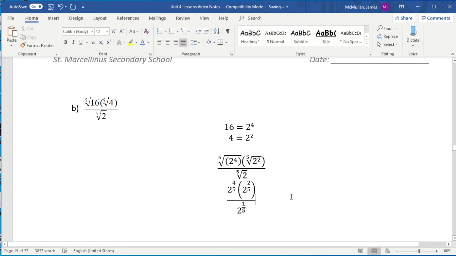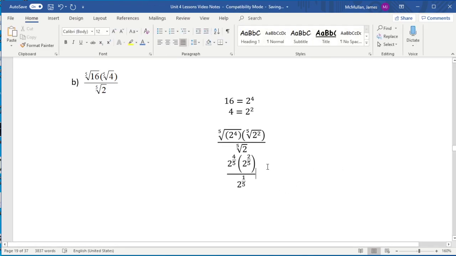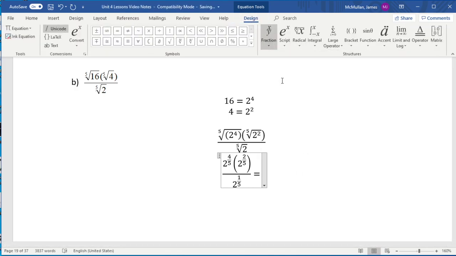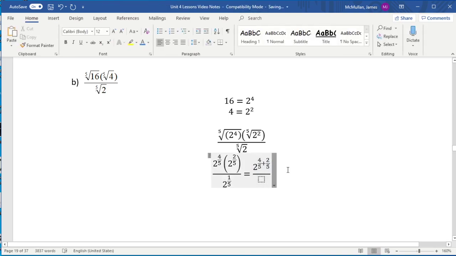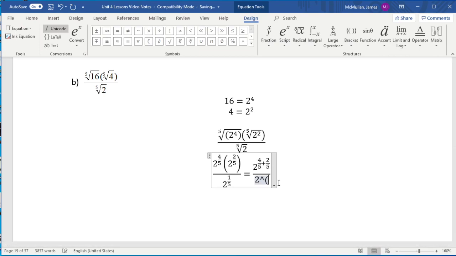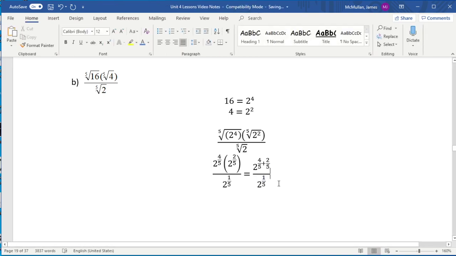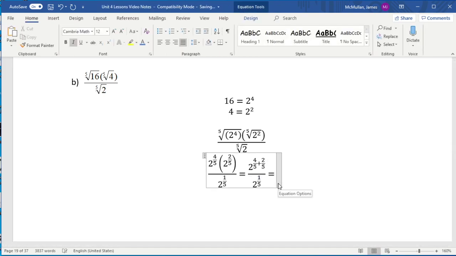So we have this. Now, what do you do when you have three bases that are all the same? The two on the top, when you're multiplying them, you go ahead and add their exponents. Okay? So here we have 2 to the power of 4/5 plus 2/5. And on the bottom, let's deal with the bottom in a moment. Now the top, you can go ahead and add.